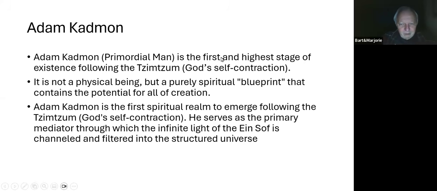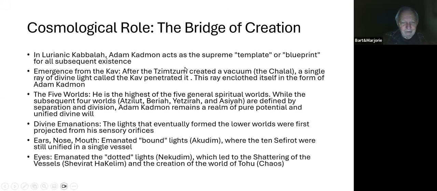The primordial man is the first and highest stage of existence, following Tzimtzum. This is not a physical being, but a purely spiritual blueprint that contains the potential for all creation. This is the first spiritual realm to emerge following Tzimtzum, and it serves as the primary mediator through which the infinite light of the Ein Sof is channeled and filtered into the structured universe.